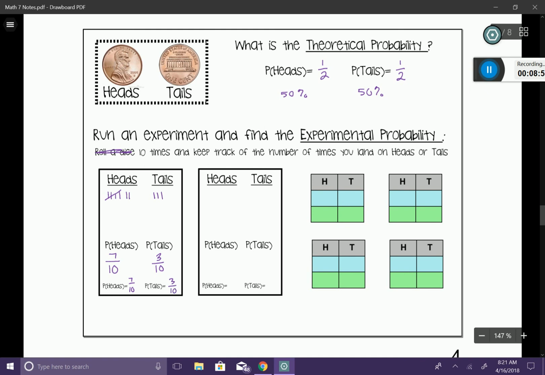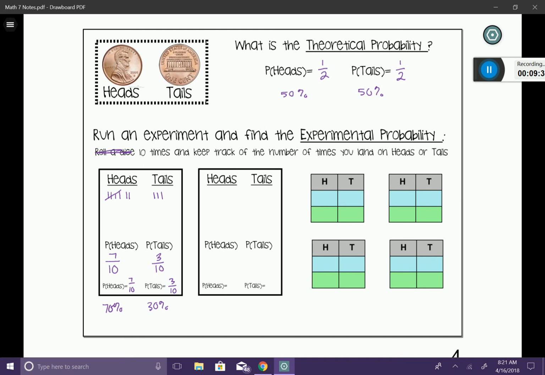Now, let's go ahead and figure out the percentage of that actually happening. This is an easy percentage because it's a nice base of 10. So this is going to be 70%, and the tails is going to be 30%. Remember, our theoretical probability up at the top said that, in theory, we should land on heads half of the time and tails half of the time. But that didn't happen here in our experiment. Our experiment showed that we actually landed on heads more often than tails. And you can see that experimental probability is sometimes different than what should actually happen in theory.